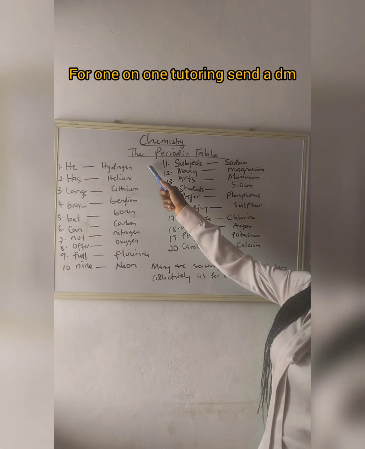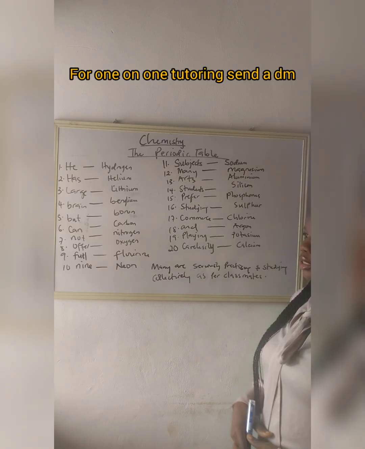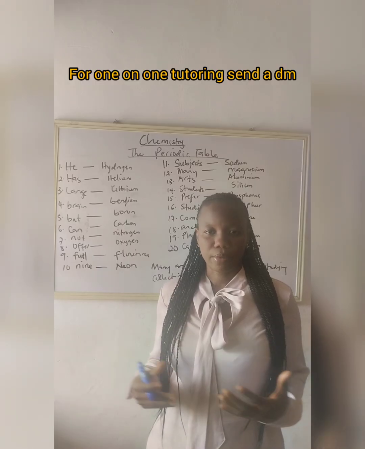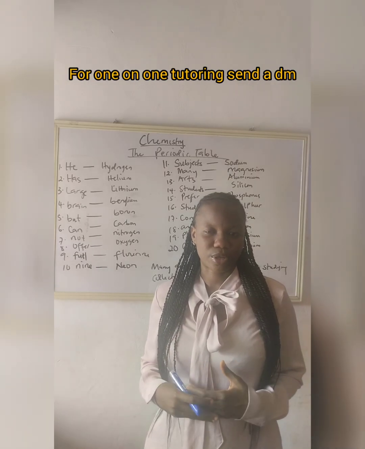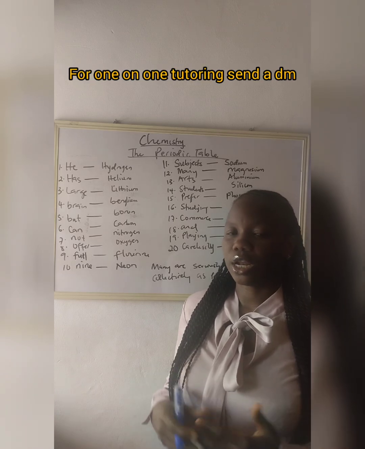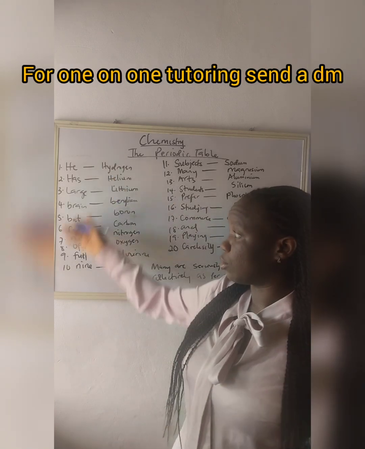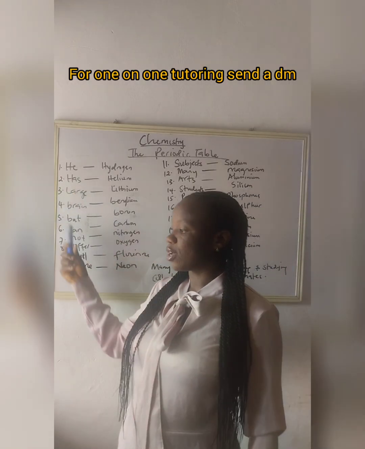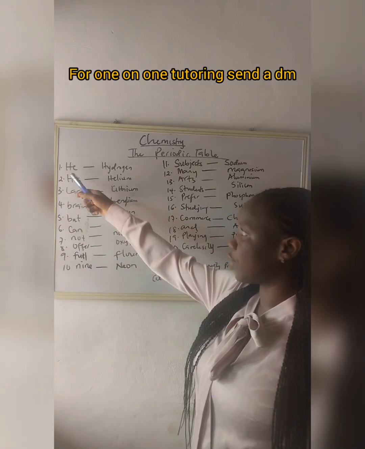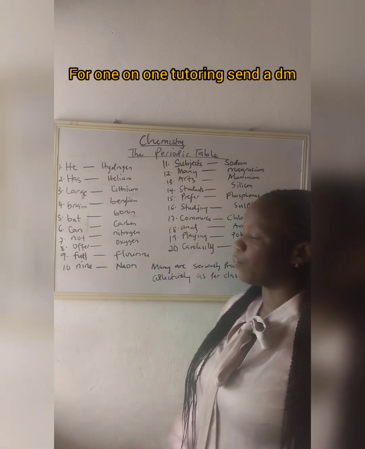Our topic for today is the periodic table, and first of all, the periodic table is a table that shows elements according to their atomic numbers. But the thing is, how do you know the position of each of these elements on the periodic table? You need to know the atomic numbers, and the atomic numbers are the serial numbers of these elements. You can see the first element there is hydrogen, the second is helium, the third is lithium.